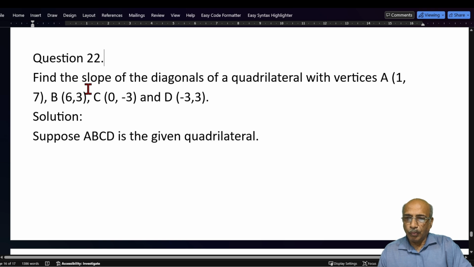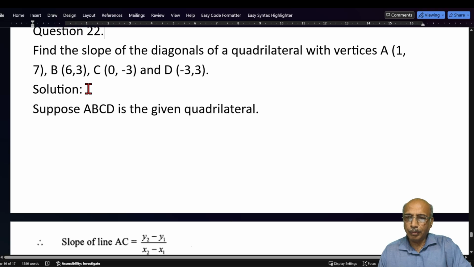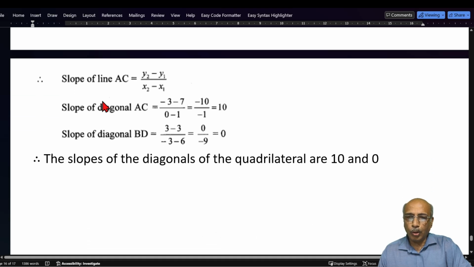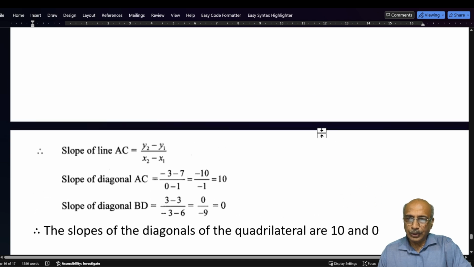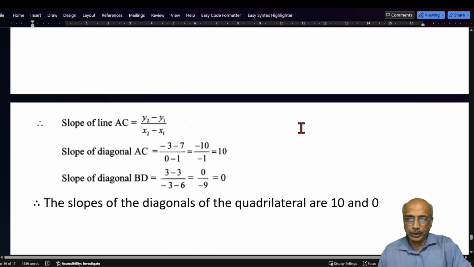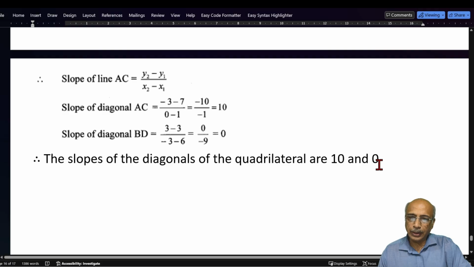Question 22. Find the slope of the diagonals of the quadrilateral with vertices A (1, 7), B (6, 3), C (0, minus 3), and D (minus 3, 3). Solution. Suppose ABCD is the given quadrilateral. Therefore, slope of AC equals 10, slope of BD equals 0. Therefore, the slopes of the diagonals of the quadrilateral are 10 and 0. Here we have to find out the slopes of the diagonals. So very clear.